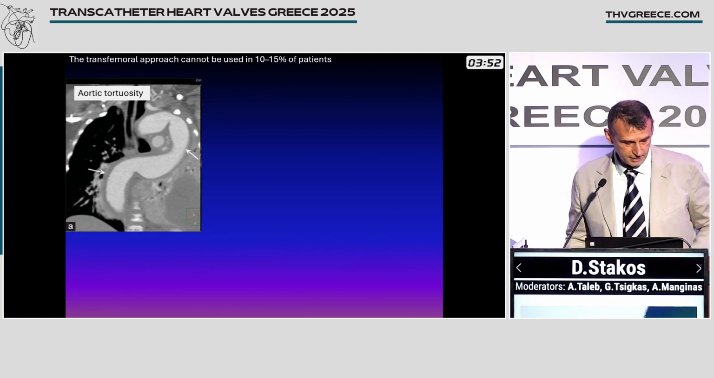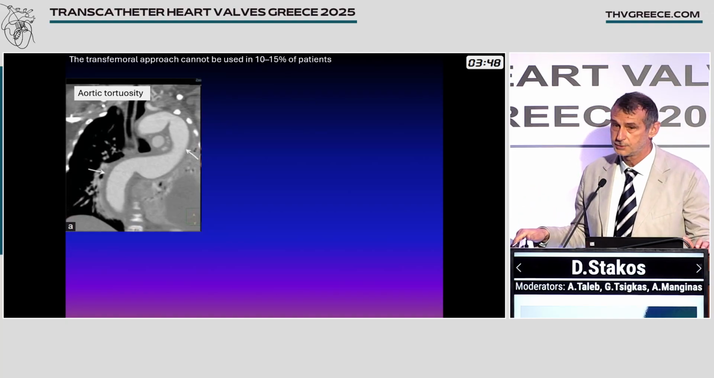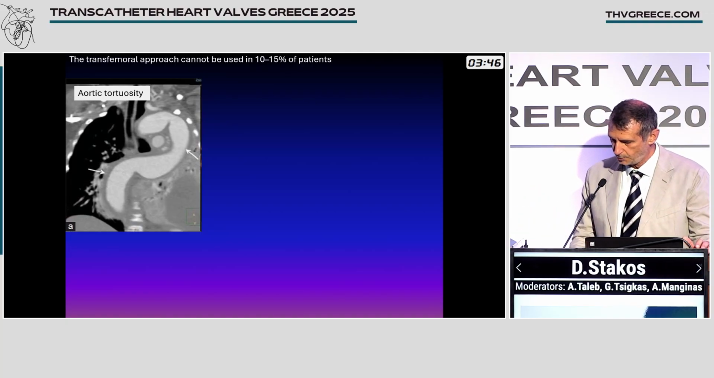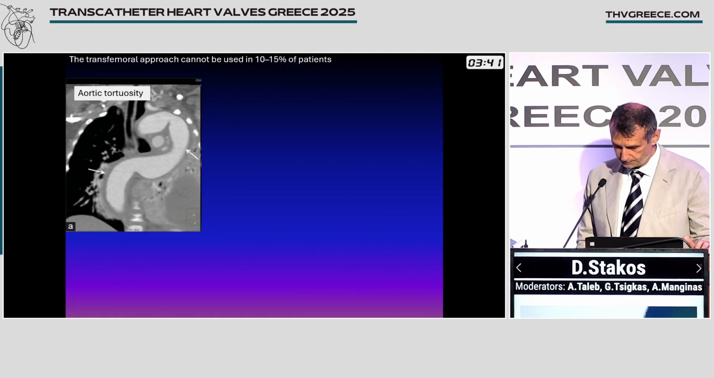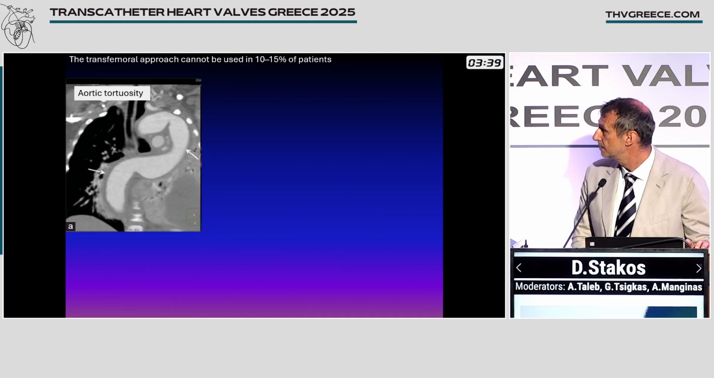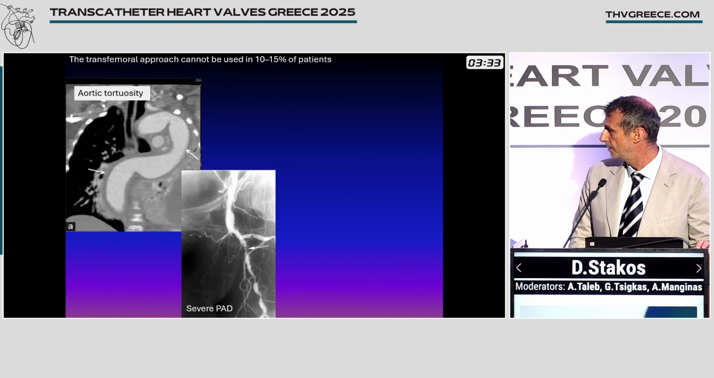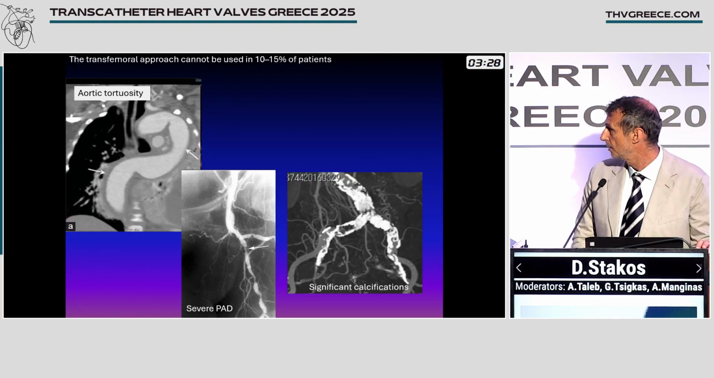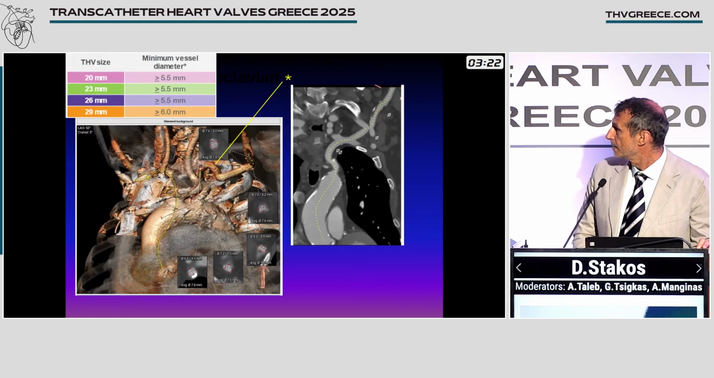We don't use carotid because we think that it's closer to the brain, so it will be more dangerous. I hope in a few years from now we have more experience and we proceed with a carotid. These are some cases that preclude the transfemoral: if you have severe peripheral arterial disease, aortic tortuosity, extreme calcification or small diameters as ours.